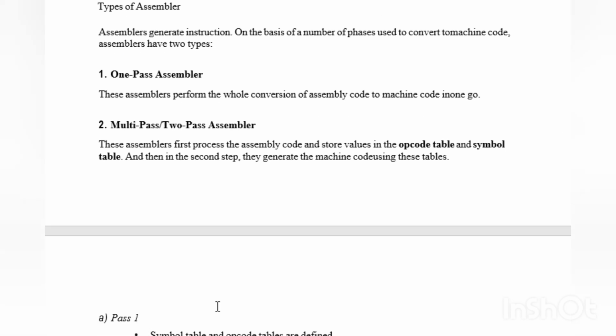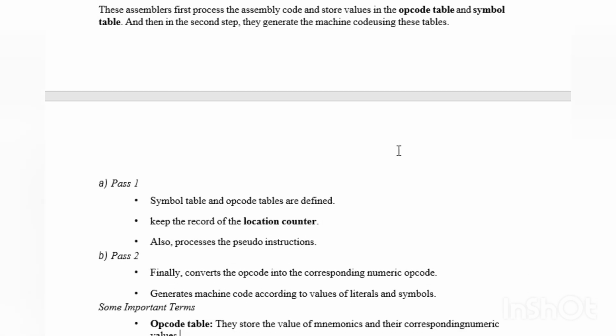Types of assemblers. We have two types of assemblers: one-pass assembler and multi-pass or two-pass assembler. One-pass assemblers perform the whole conversion of assembly code to machine level language code in one go, whereas a multi-pass assembler first processes the assembly code and stores the values in the form of an opcode table and symbol table, and then in the second step generates the machine level code using these tables.